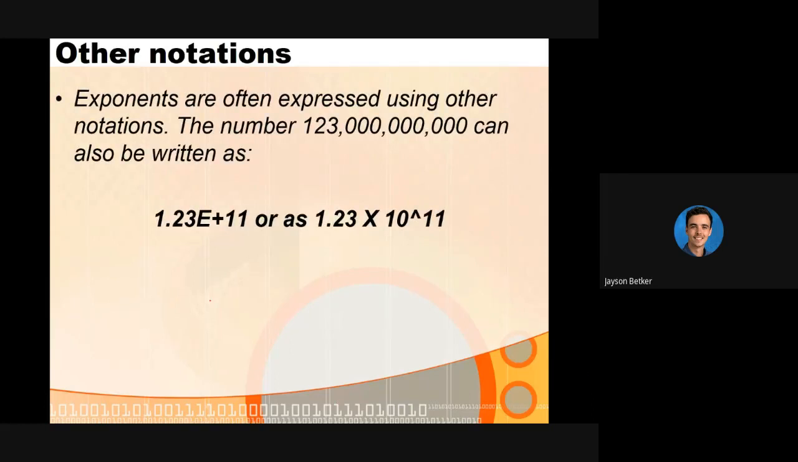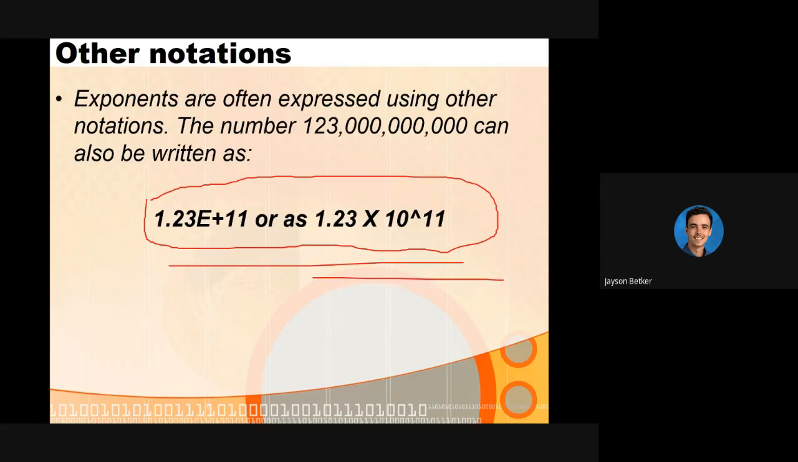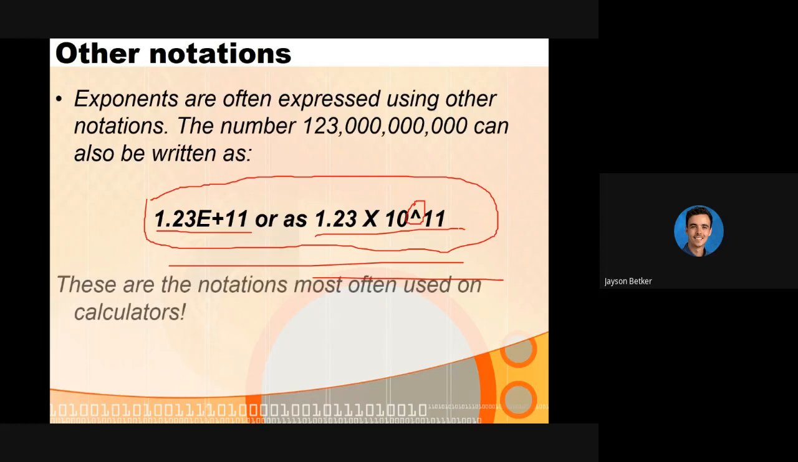Now, these formats right here, these are the ways that it's going to appear on your calculators. Okay, so some of you will have calculators where you'll see it with a capital E. Some of you will have calculators where you have to use this little symbol here. Okay, so I want you to take a look at your calculators and make sure that you can see those. Then you can try it. So these are the notations that we most often use on our calculator.